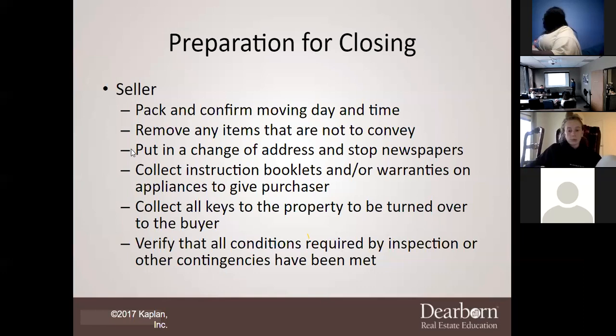Do that before you list the property, not after. Then you'll need to put in a change of address and stop any newspapers if you get them.